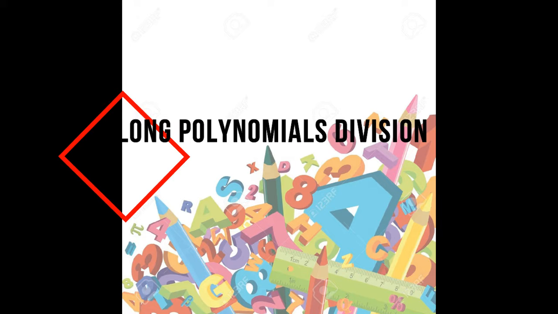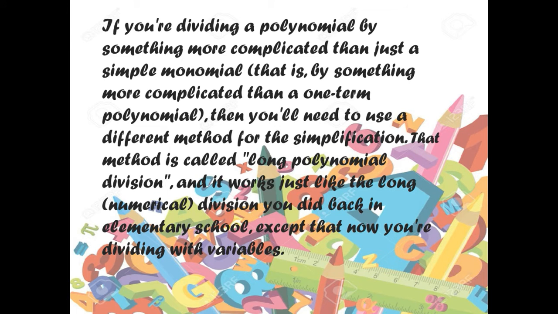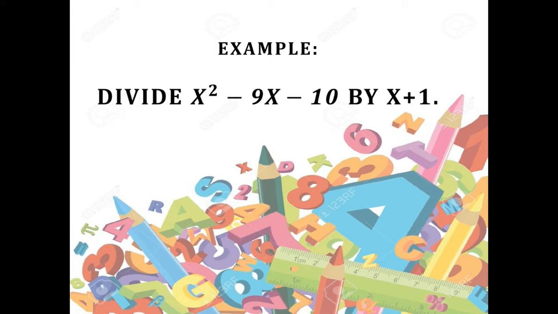Let's proceed to the long polynomial division. You will use this method if you are dividing a polynomial by something more complicated than just a simple monomial, and it works just like the long numerical division you did back in elementary school, except that now you're dividing with variables. For example, divide x squared minus 9x minus 10 by x plus 1.